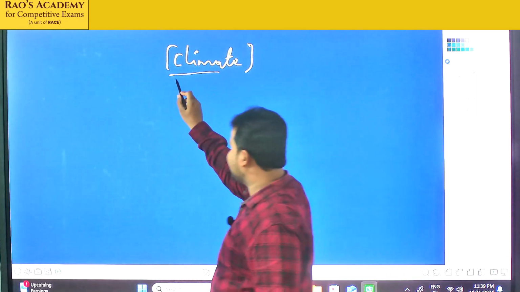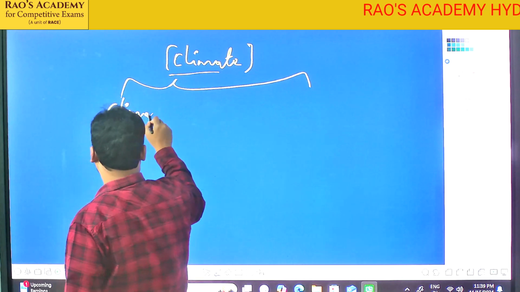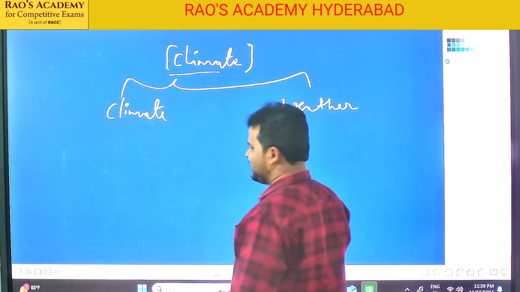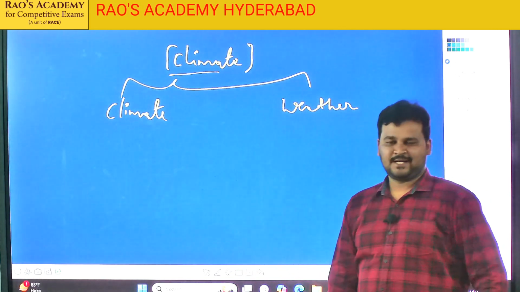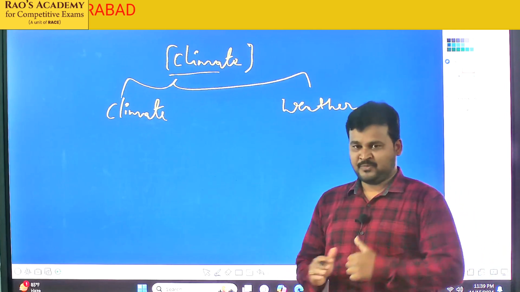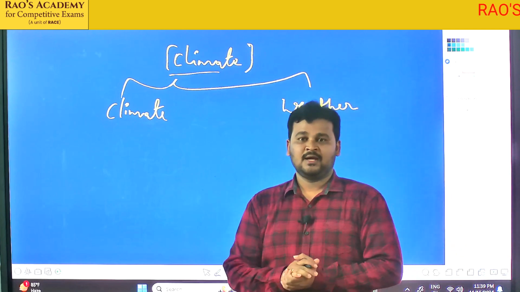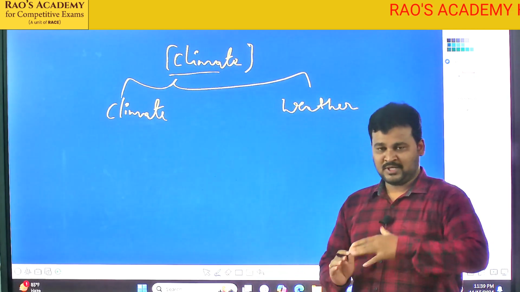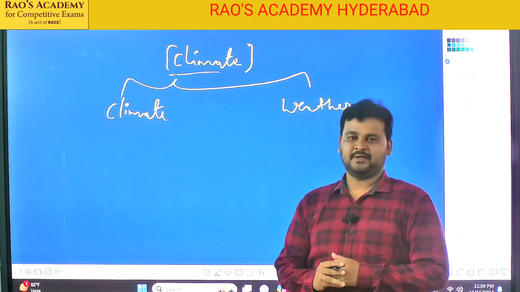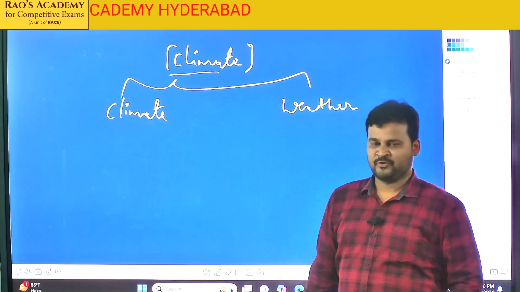Okay. So, under climate, we need to know the main difference between climate and weather. Okay. So, what is climate? Climate is a long-term phenomenon. For example, at the end of any news bulletin, they will give a weather report, but not a climate report. One thing you have to remember here: weather is a day-to-day phenomenon, whereas climate is a long-term phenomenon.